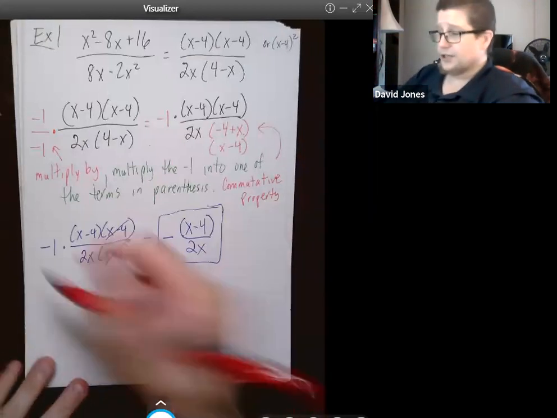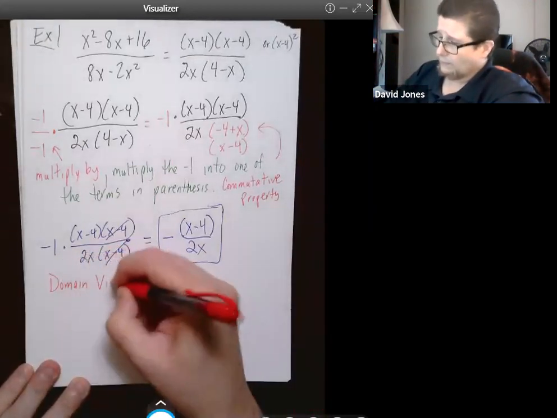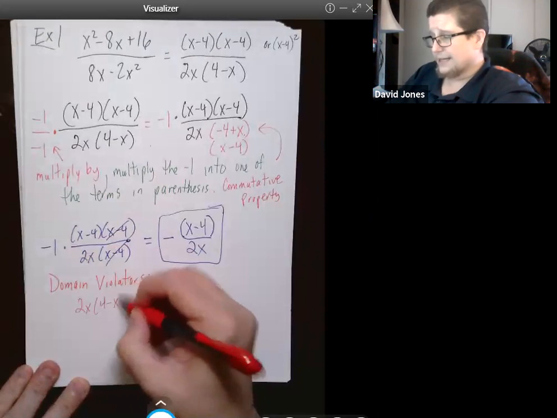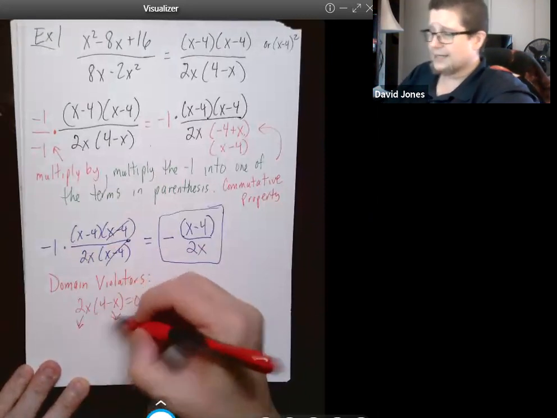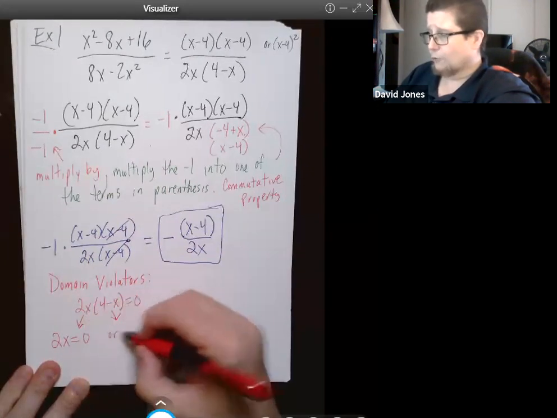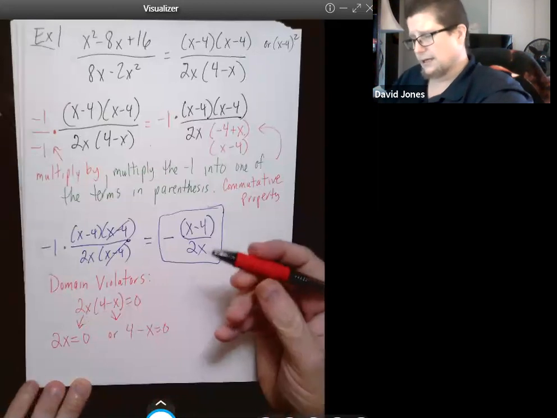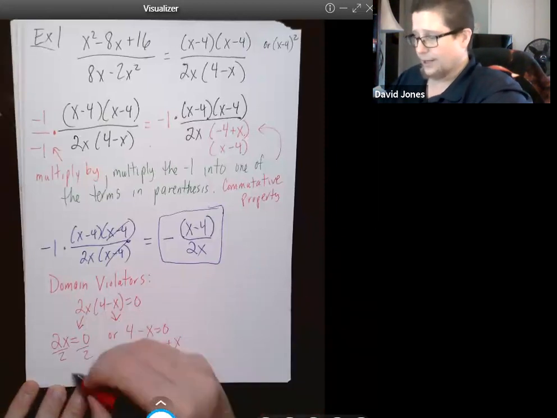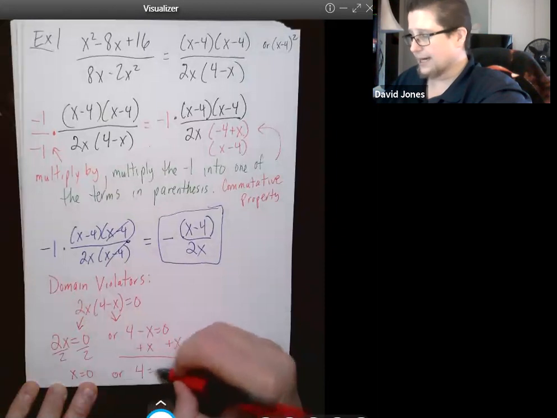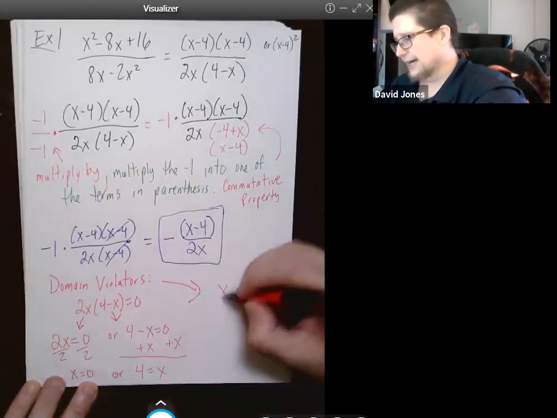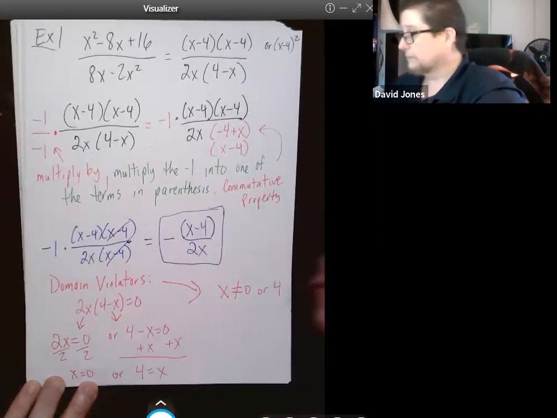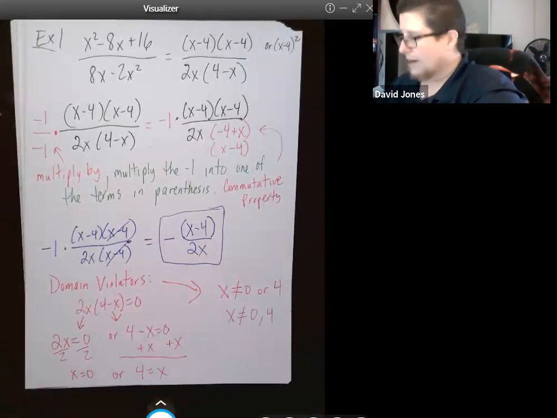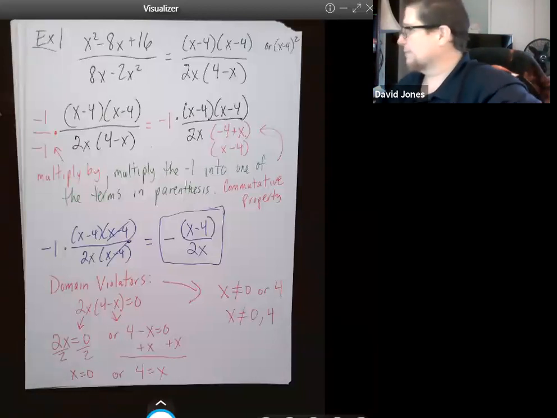Our domain violations, the domain violators, we set 2x times 4 minus x equal to 0. This is one term, and that is another. 2x equals 0, or 4 minus x equals 0. Divided by 2 here. Add x to both sides here is the quicker way. We get x equals 0, or 4 equals x, which means the domain violations: x cannot equal 0 or 4. And you might put it as 0, 4. I don't like this one as much because people might think that's coordinates from graphing.